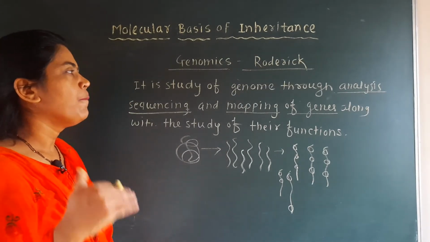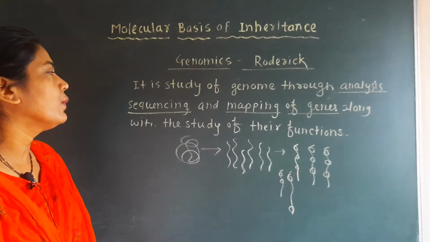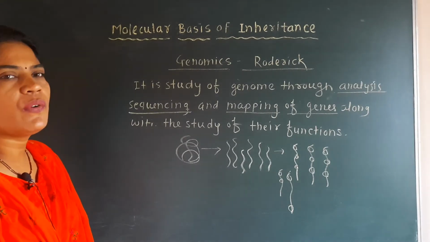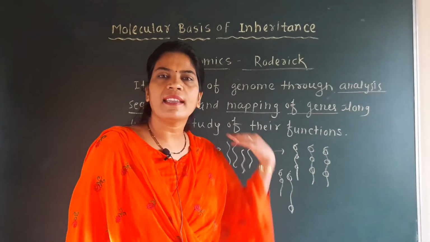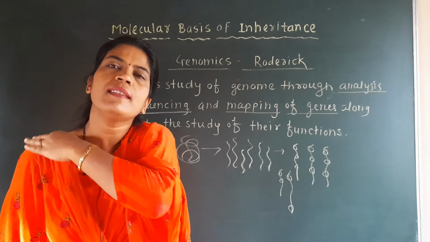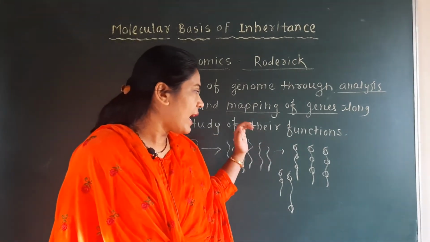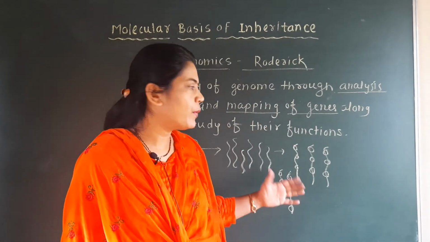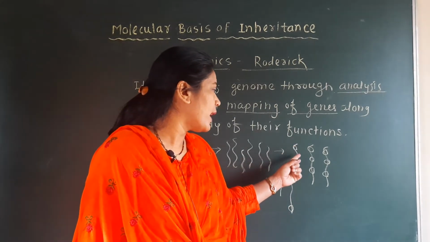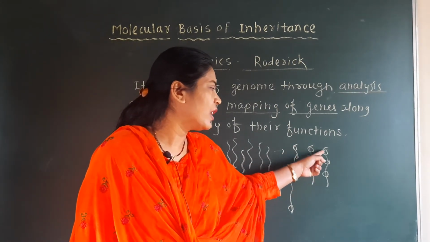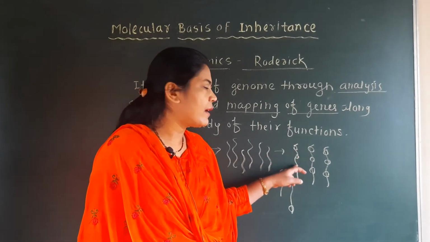And not only is the analysis, sequencing and mapping of genes carried out, but there will also be a study of their functions. Which genes are present on that DNA can be understood very well by sequencing, analyzing and mapping, but there will also be a study of the function of the genes. Suppose in this analysis, sequencing and mapping there is identification of the different genes on that DNA fragment, and also an in-detail study of each gene is carried out in genomics.